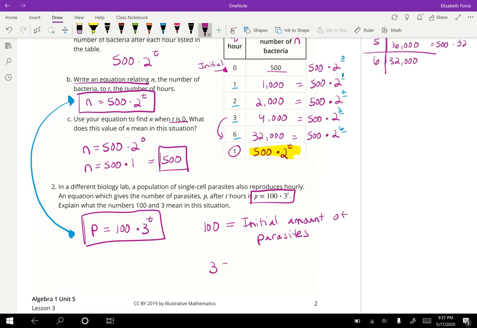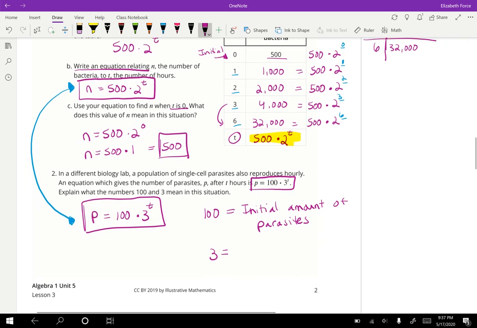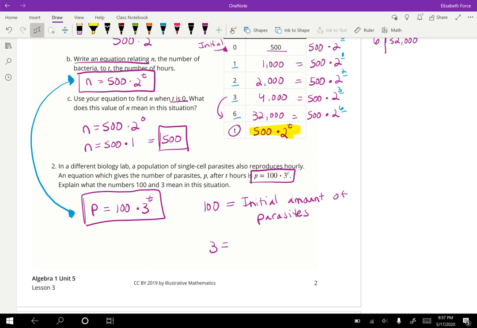So what's the 3 represent in this situation? Well, the 2 was there because every hour the bacteria was doubling. It was splitting into 2. So in this situation, the 3 is telling us how we're growing. It's called our growth factor. And what this means is that every hour our parasites are multiplying, or basically tripling. That means you multiply by 3.